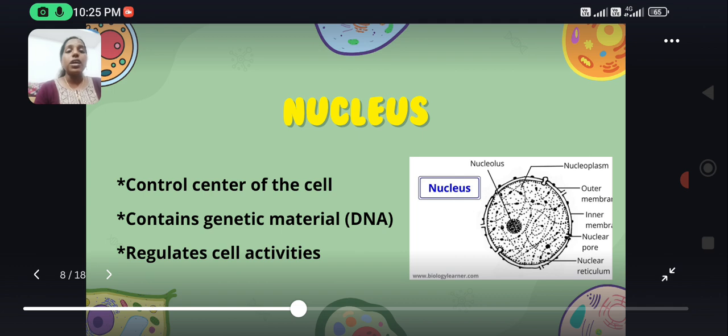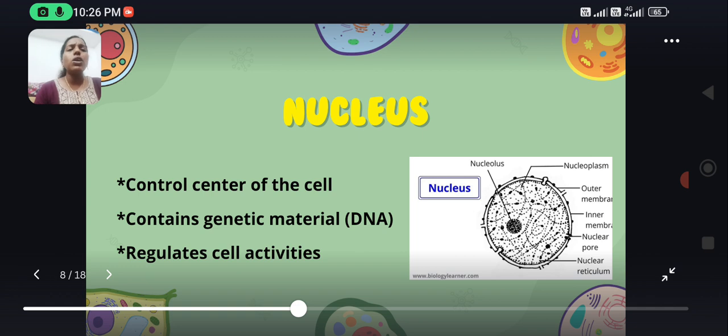Next one is the nucleus. The nucleus is a very important cell organelle in a plant and almost all organisms. It is known as the control center of the cell because it contains the genetic material DNA. Moving to the structure of a nucleus, the nucleus consists of a center part, the nucleolus. Inside the nucleolus there is genetic material DNA, etc. Then there is an outer membrane and an inner membrane. The inner membrane contains a fluid-like substance called nucleoplasm.